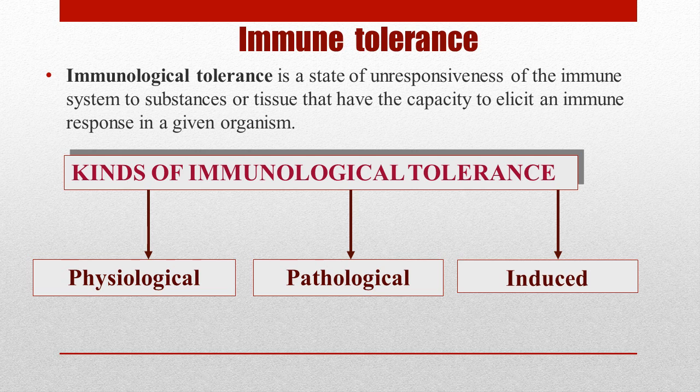Immune tolerance. Immune tolerance is a state of unresponsiveness of the immune system to substances or tissue that have the capacity to elicit an immune response in a given organism. Kinds of immune tolerance are pathological, physiological, and induced.